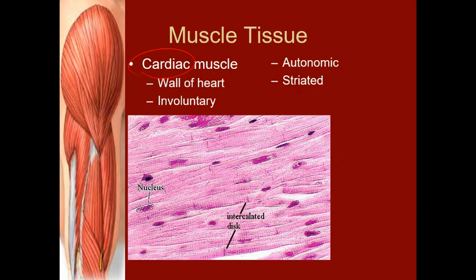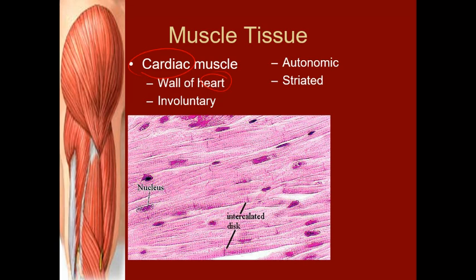Cardiac is the second type of muscle tissue that we have, and that's found strictly in the heart. So that's just a heart thing. It's considered involuntary, and it's considered involuntary because you don't have that conscious control. I can't say stop and start. It's vital to your existence.